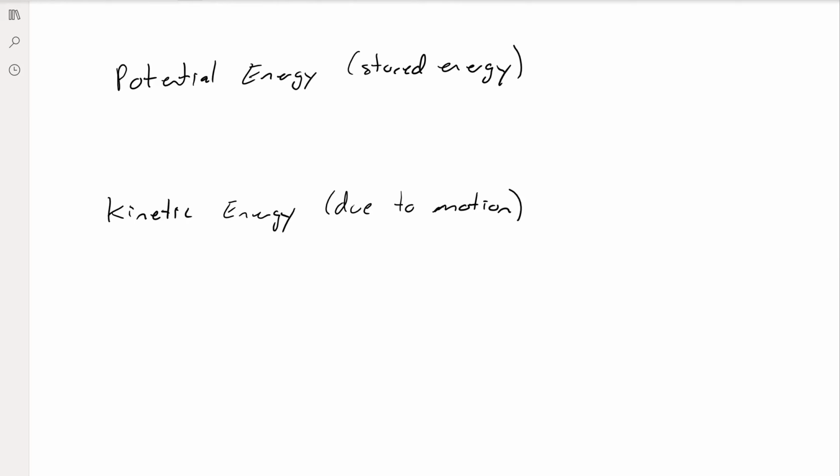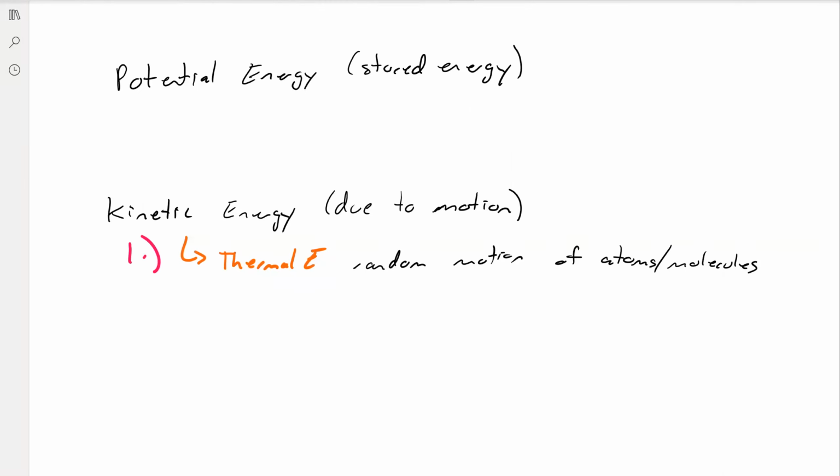With kinetic energy, what we're going to be focused on is thermal energy. Thermal energy is how hot something is, and that has to do with the random motion of atoms or molecules. That's where we'll start off, and then later on, we'll talk about potential energy. For chemistry, our potential energy is stored in bonds.